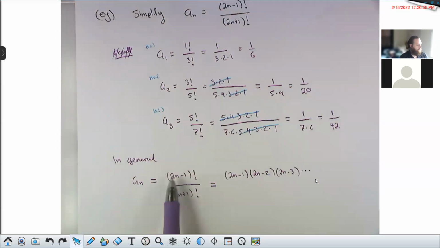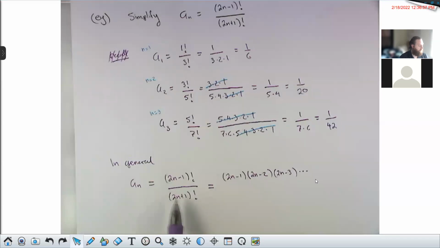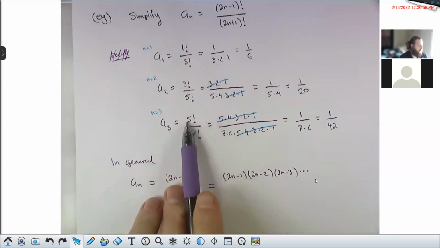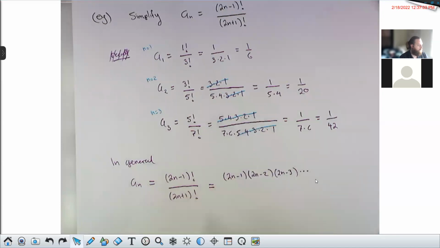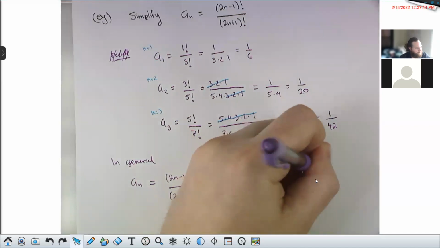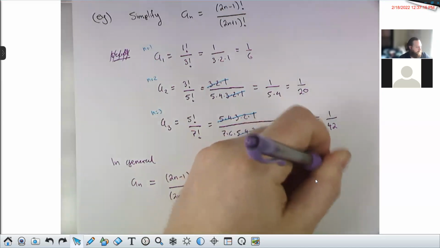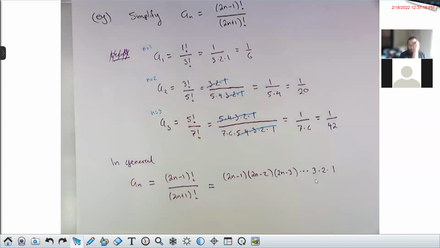So 2n minus 1 factorial, just like 5 factorial is 5 times 4 times 3 times 2 times 1, is going to be 2n minus 1 multiplied with all the numbers less than or equal to that until you get down to 1. And normally the way we write this is by ending the product with 3 times 2 times 1.